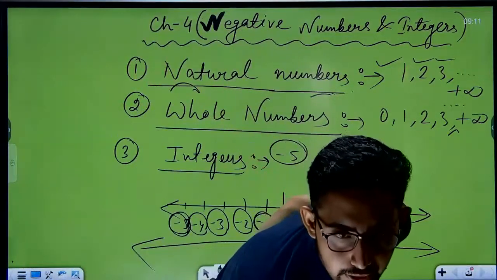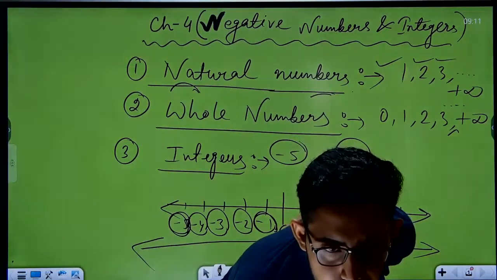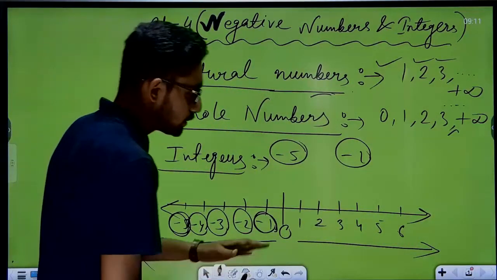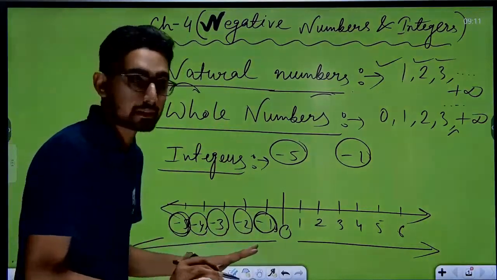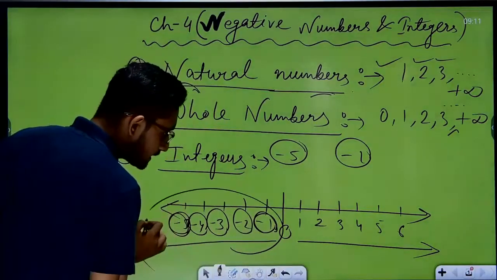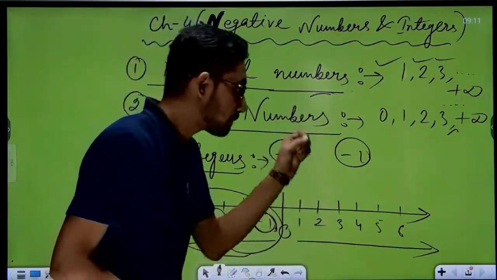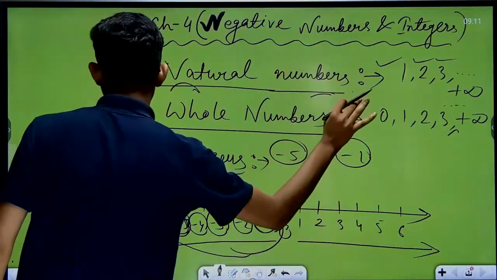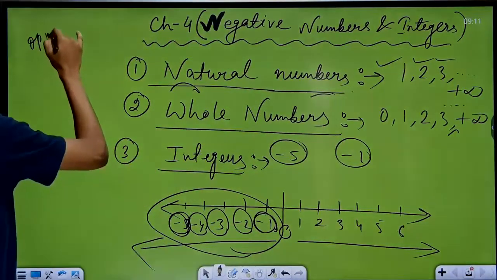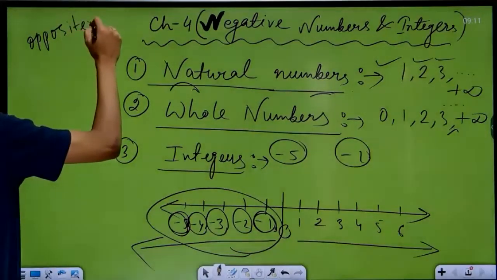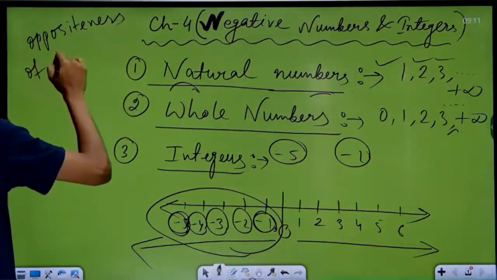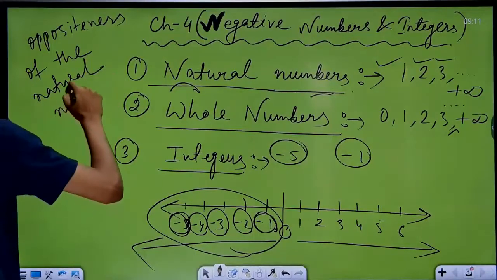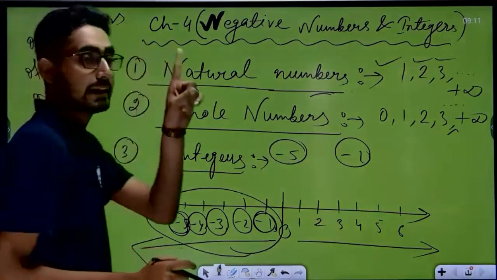Very simple thing, just wait. Okay, now students, very simple thing, as I told you. Now what is the meaning of negative numbers? I think all of you understood. The opposite sign, here we can say the oppositeness of the natural number. Okay, the oppositeness of the natural numbers are known as negative numbers.